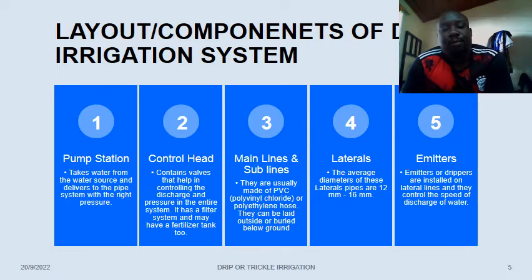Component 2 is the control head. It contains valves that help in controlling the discharge and pressure in the entire system. It has a filter system and may have a fertilizer tank too.